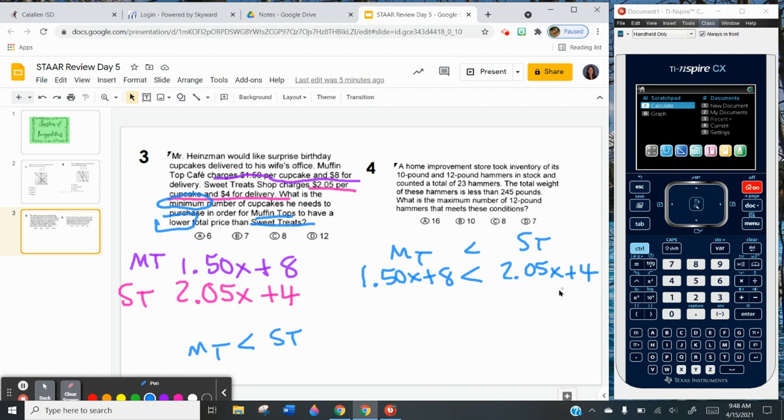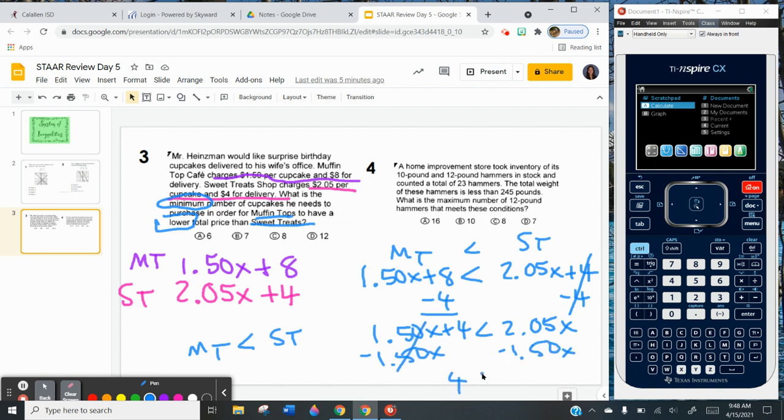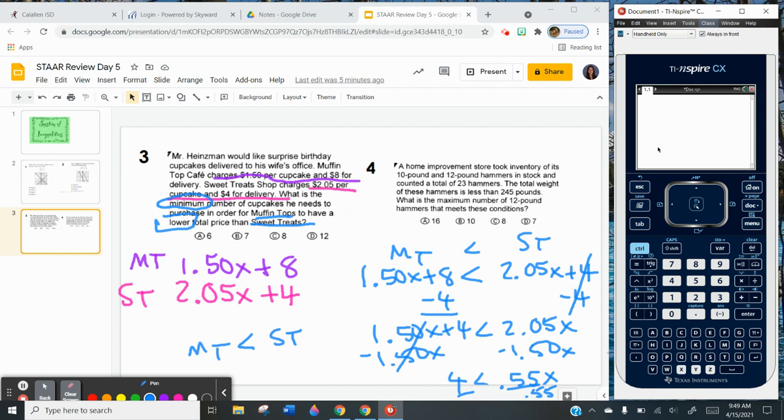So here we're going to go ahead and subtract the 4 from both sides. When I subtract 4, I end up with 1.50x plus 4 is less than 2.05x. Subtract 1.50x from both sides, and we end up with 4 is less than 0.55x. Then we divide by 0.55. So in my calculator, we're going to put 55 cents. We need to divide it by 4.